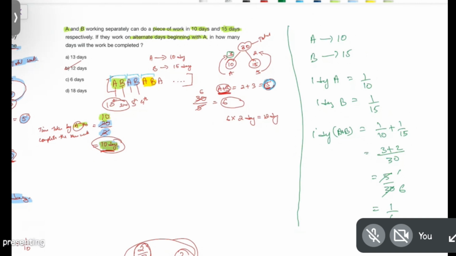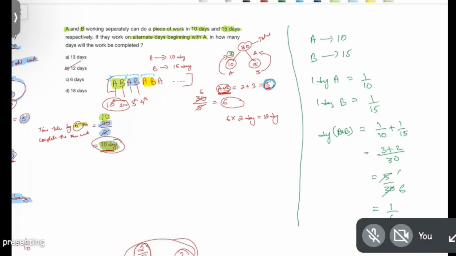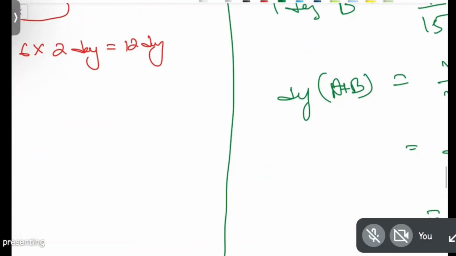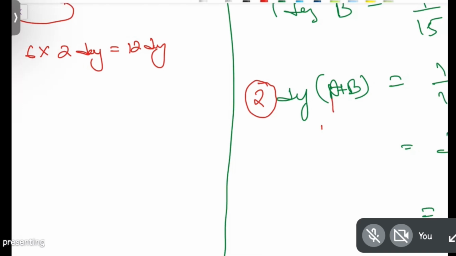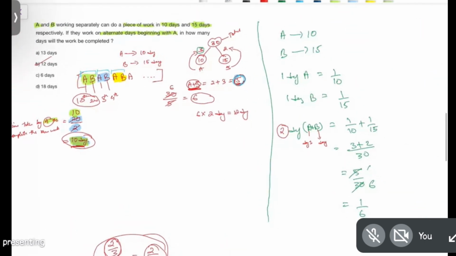Or let me not use 1 day work here. I'll just use 2 day work. Okay, please don't get confused. Why 2 days here? Because we are talking about alternate days. That means this is day 1 and this is day 2. Remember that. So this is day 1 and this is day 2.